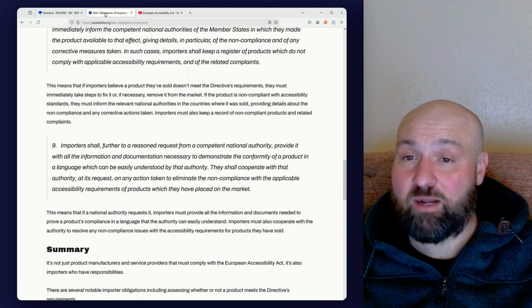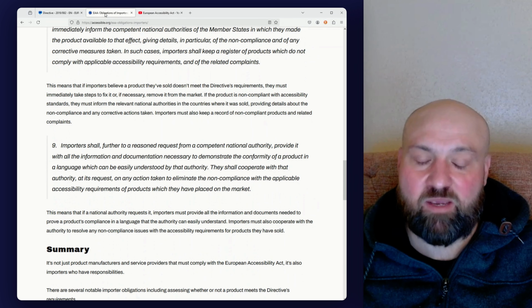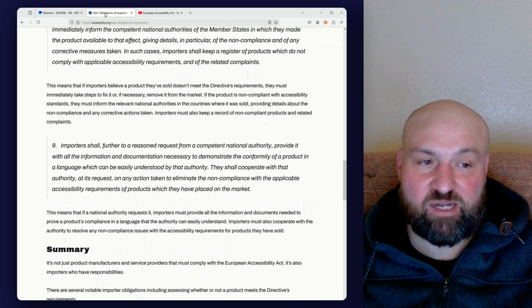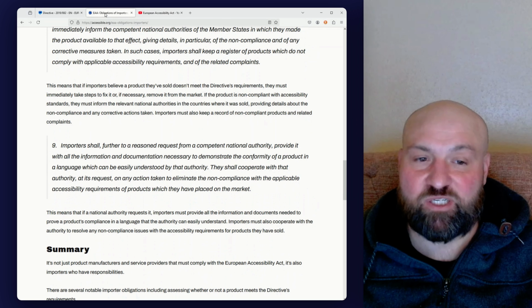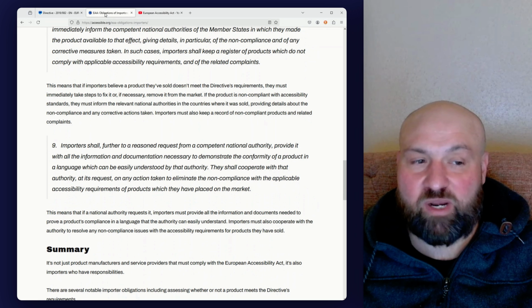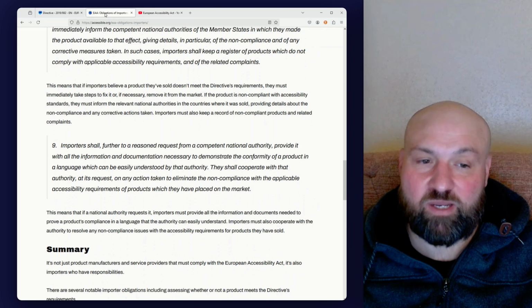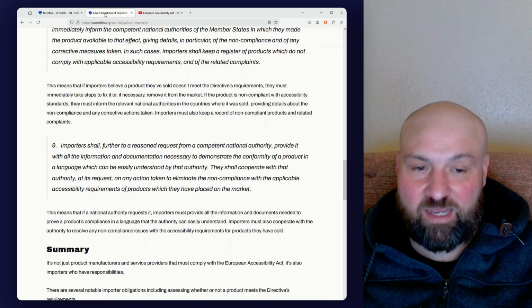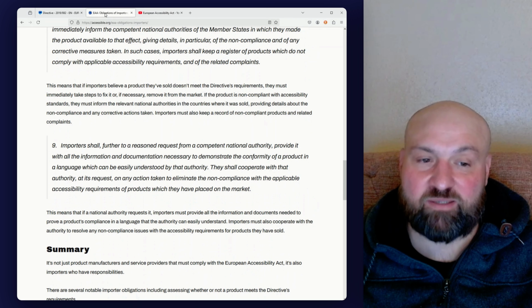And then finally, we're at obligation 9. Importers shall, further to a reasoned request from a competent national authority, provide it with all the information and documentation necessary to demonstrate the conformity of a product in a language which can be easily understood by that authority. They shall cooperate with that authority at its request on any action taken to eliminate the non-compliance with the applicable accessibility requirements of products which they have placed on the market.